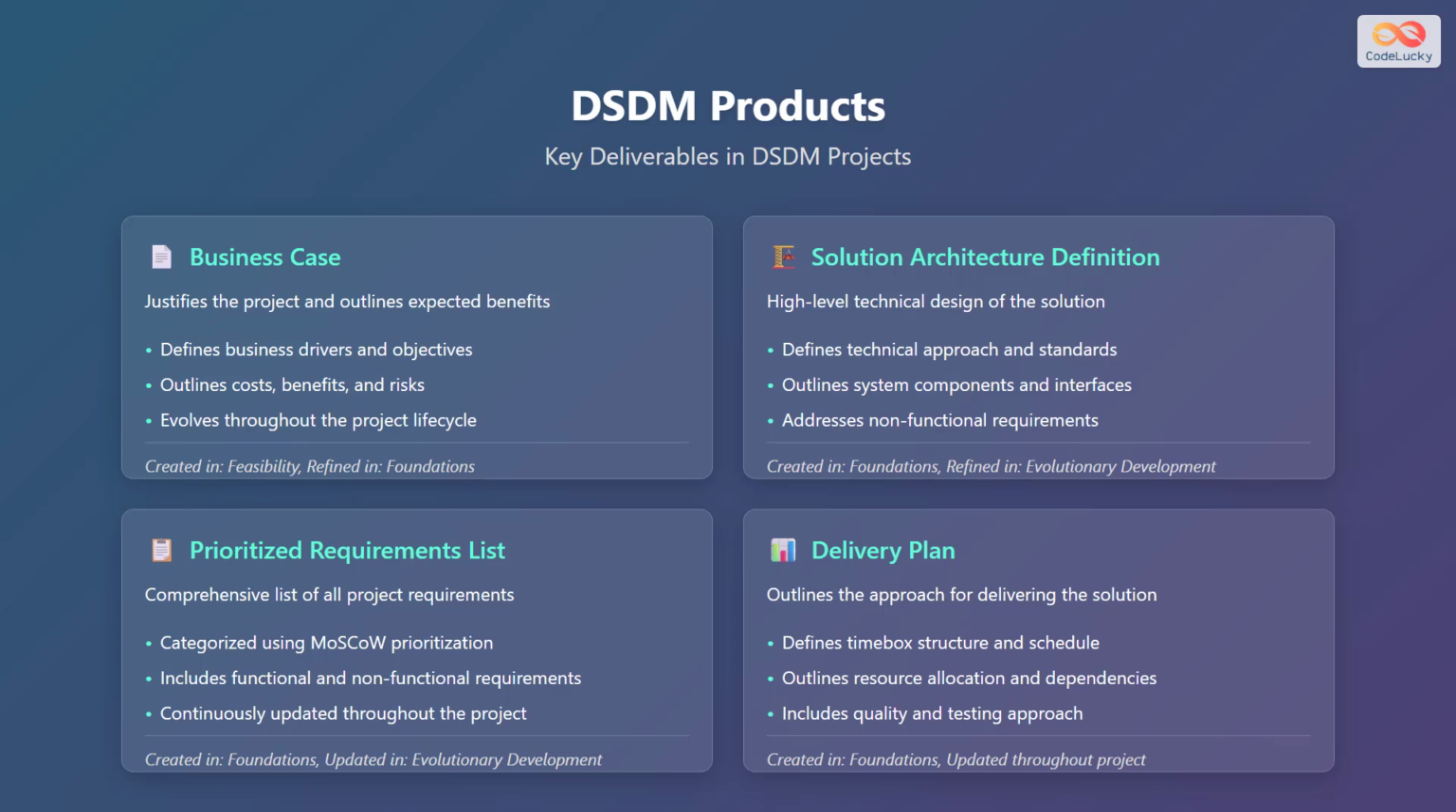The fourth product is the delivery plan, which outlines the approach for delivering the solution. It defines time box structure and schedule, outlines resource allocation and dependencies, and includes quality and testing approach. This is created in the foundations phase and updated throughout the project.